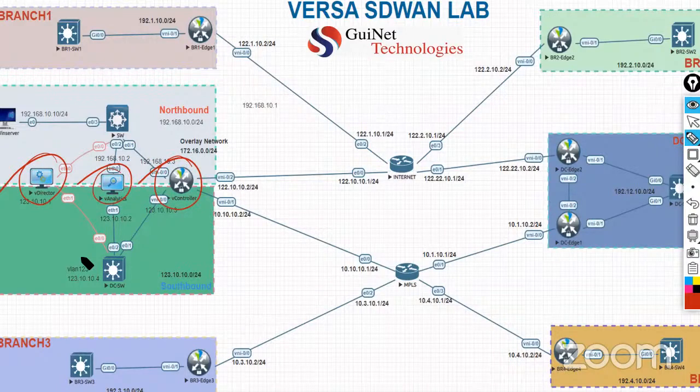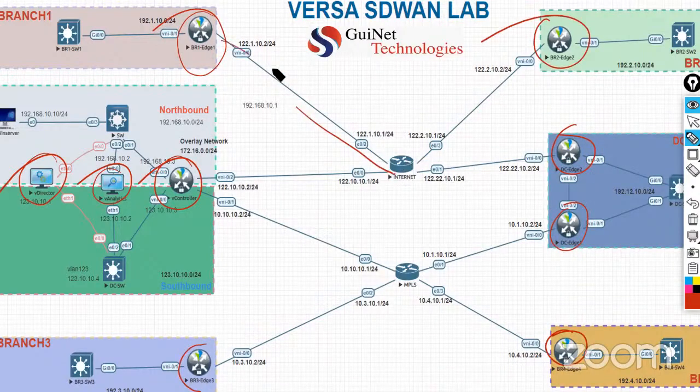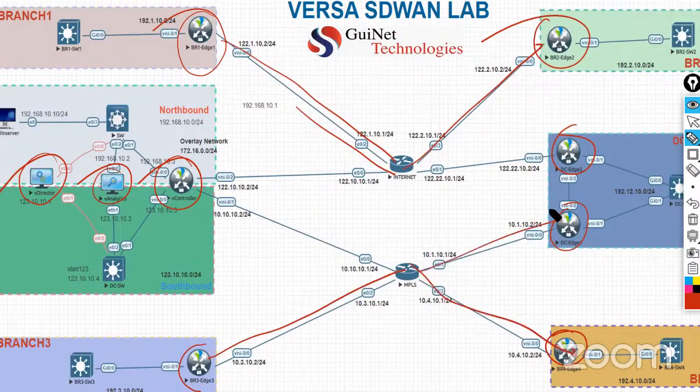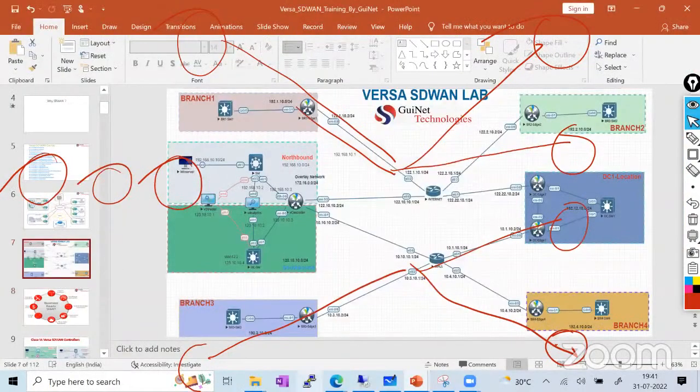And in addition to that, we have the branch edges 1, 3, 4, and this is the data center, and this is your 2. These branches are all connected with different transports. You can say these two are connected with the internet, these two are connected with the MPLS, and the data center is connected with both MPLS and internet. So this is how my lab is connected. This is the very complex lab I just created, and I'll make it more complex for you guys, so at least you understand how this lab has been built.